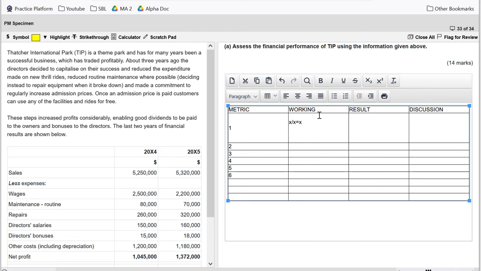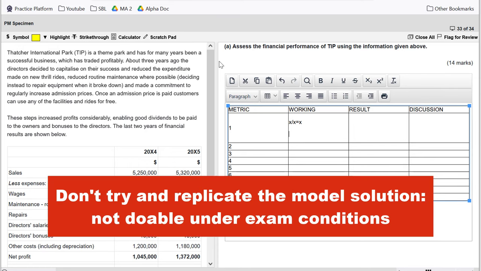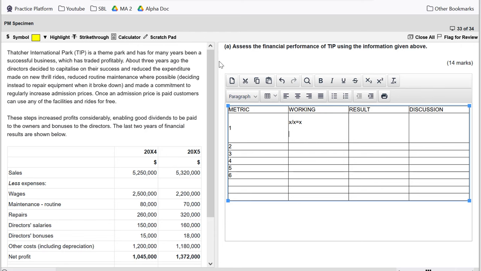And try to use, if they give you a variety of information, some financial, some non-financial, data from the whole question. Don't just go down the P&L. In the model solutions to this type of question, you often see them analyzing every line in the P&L, every piece of data that is given. Well, you don't have time to do that in the exam. So you've got to cherry pick. You've got to go for, in this case, let's say, the 10 easiest pieces of data that you can find.